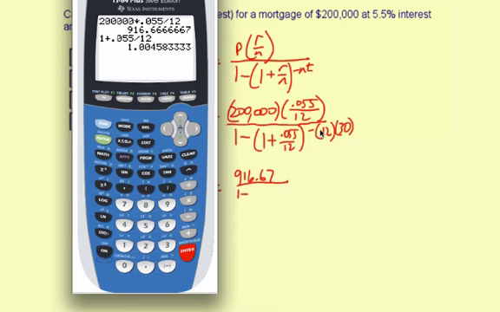Let's go ahead and raise that to the negative 12 times 30. So I'm going to put the 12 times 30 in parentheses for the exponent, and make sure the exponent is negative. You'll get a very different answer if you did a positive one by mistake. So 0.19277, let's just say it's 0.1928.